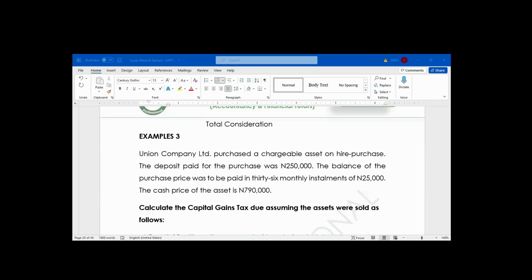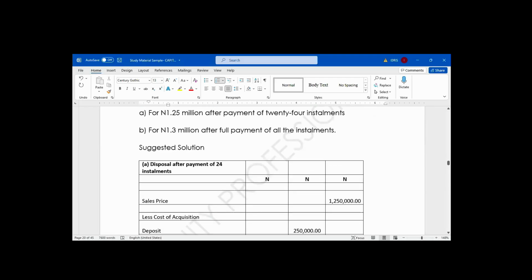As follows. A, for 1.25 million after payment of 24 installments. B, 1.3 million after full payment of all the installments.